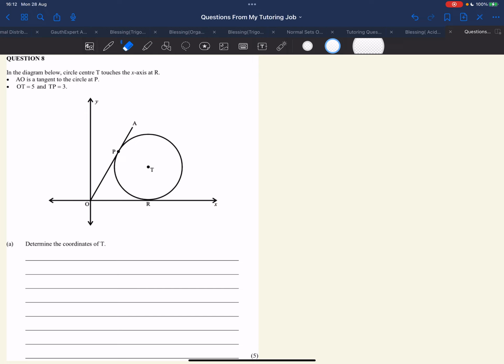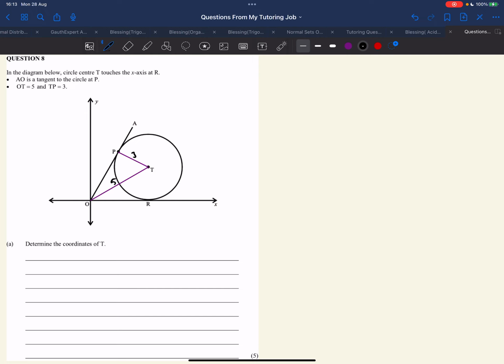Then they say that OT is equal to 5. So let's just put that OT there. Let me just draw it much more beautifully. Right, so we are told that OT is 5, and then we are also told that TP is 3. So I'm going to draw TP, and we are told that TP is 3. Now, in the question, they say to determine the coordinates of T.